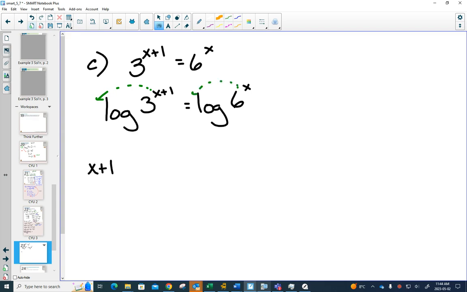And we would get x plus 1 in brackets, log 3 equals x log 6. Log of 3 is a number, so you can distribute it.